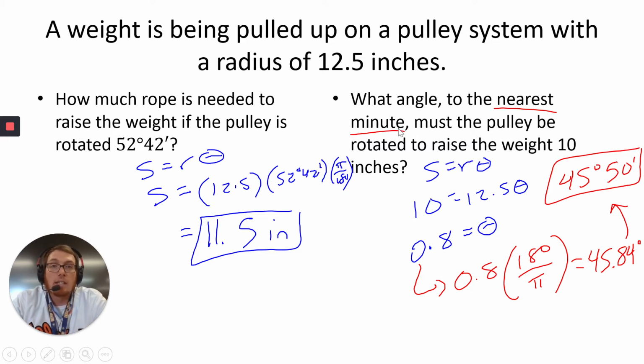Next one, what is the angle that it must rotate to move 10 inches? So we know S and r this time. We divide out, we get 0.8. Remember that's 0.8 radians, not 0.8 degrees. If you think about it, 0.8 degrees is barely anything. You have to multiply by 180 over pi when you work backwards. And then you'll find that answer by taking the 45 degrees, 84 minutes, and then switch it to degrees, minutes, seconds using the DMS feature on your calculator.